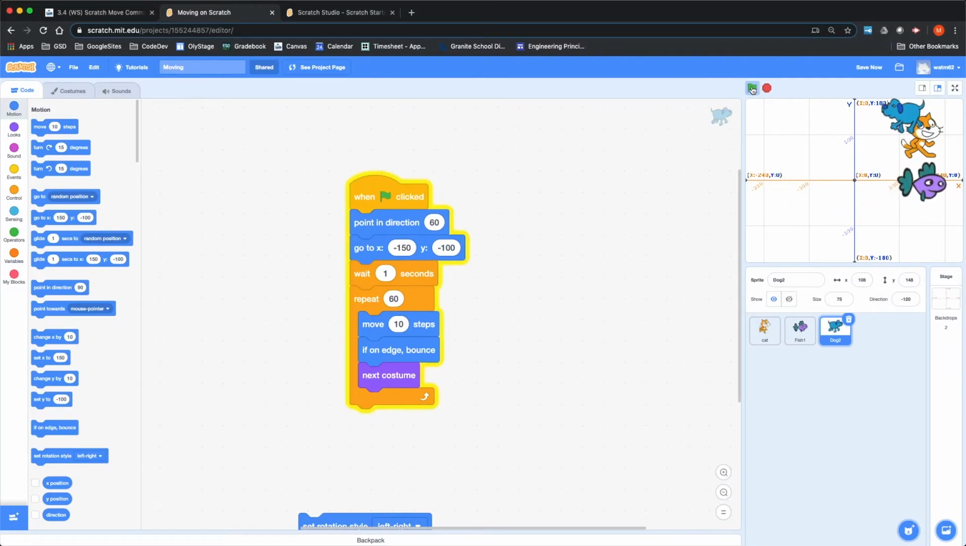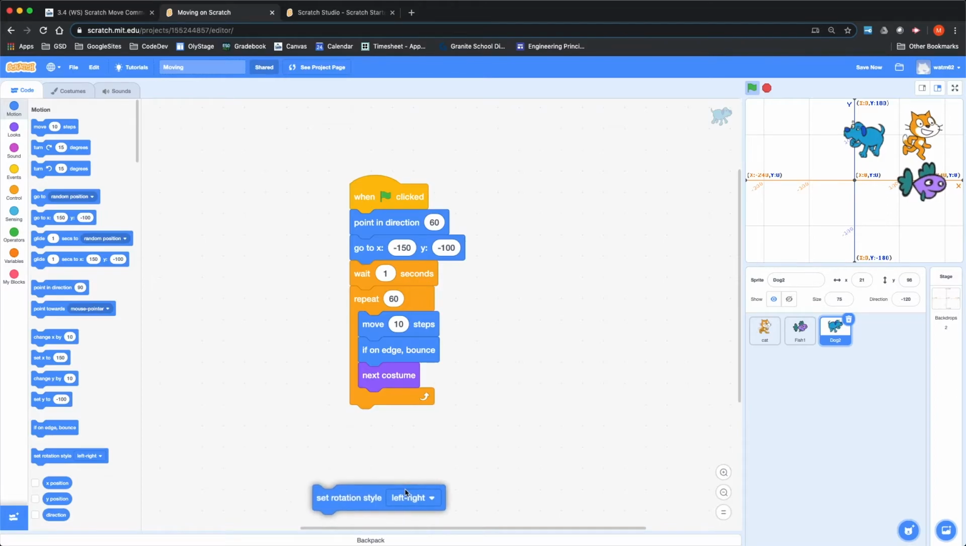And there's the dog going up. He runs into the wall. Actually turned around, running into the ceiling, and headed off the other direction. So let's talk about what's going on there. First, if on edge, bounce detects if a sprite is touching one of the 4 edges. If it is, it changes the direction, just like it was a ball bouncing off of that edge. It's a handy command.